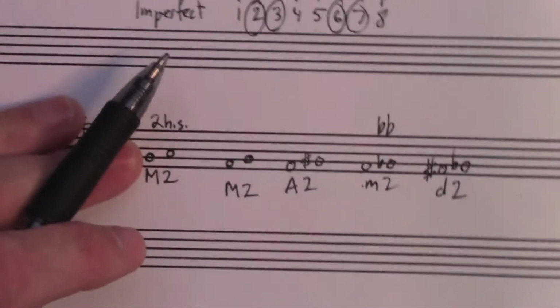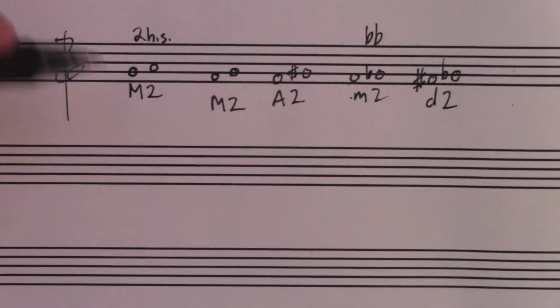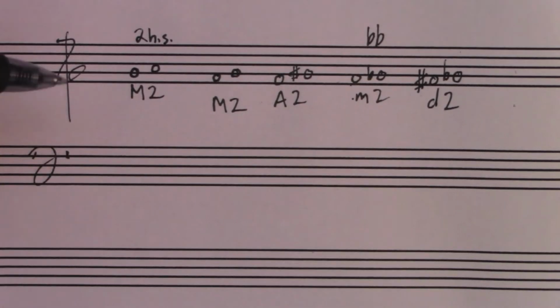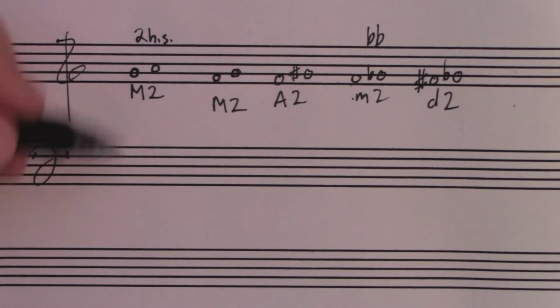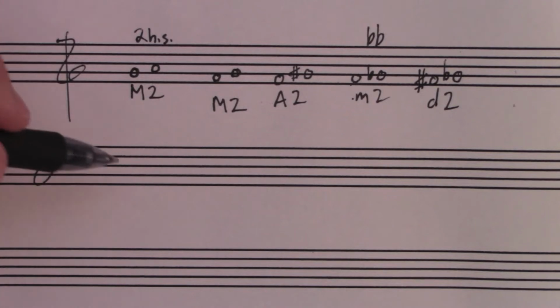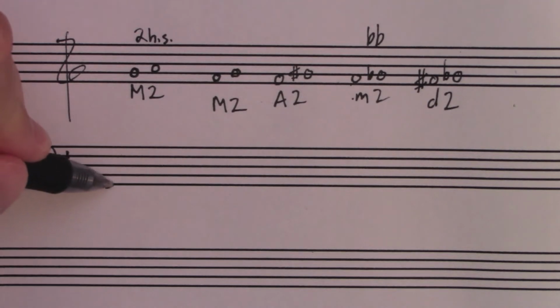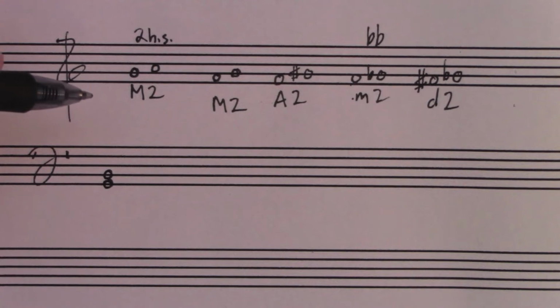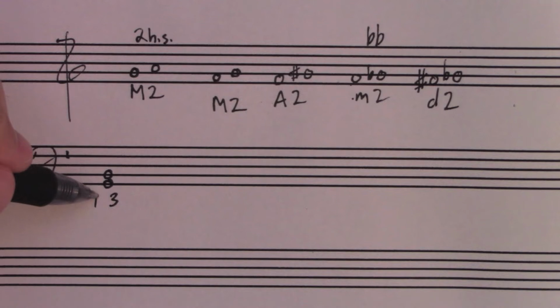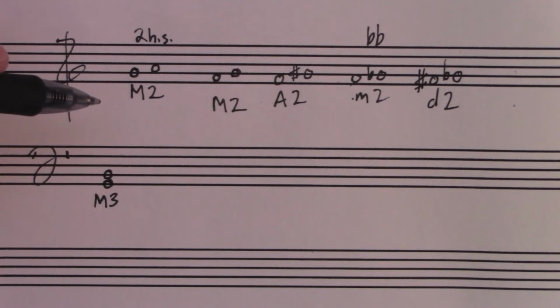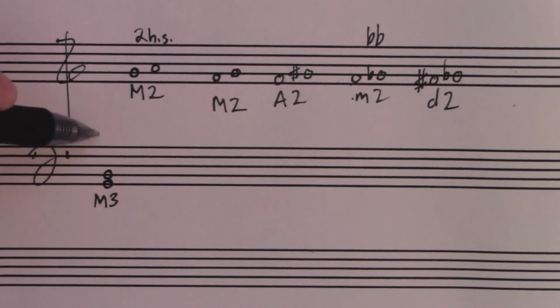Now, thirds. Again, letter-wise, it's 2 letters away. So from G up a third will be what? G-A-B. G is 1, A is 2, B is 3. So it's going to be G to B, a third. There's G, there's B. That's a third. This particular third is a major third. Why? Because it has 4 half steps.